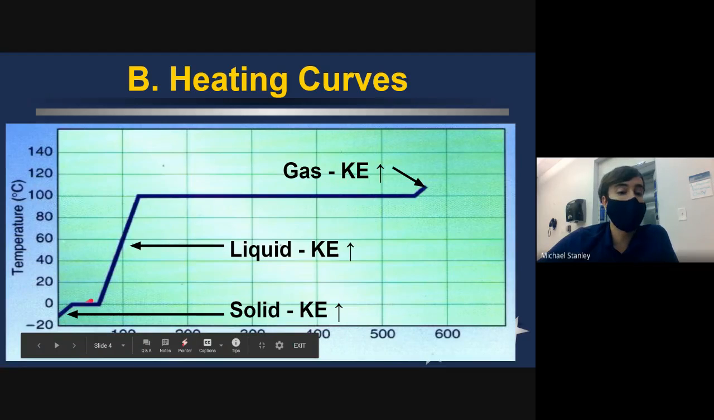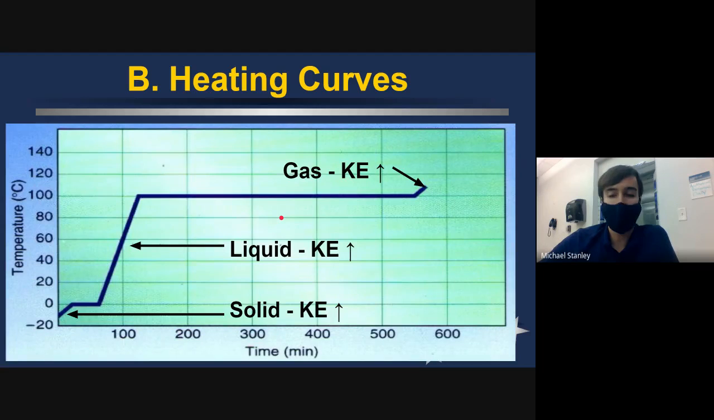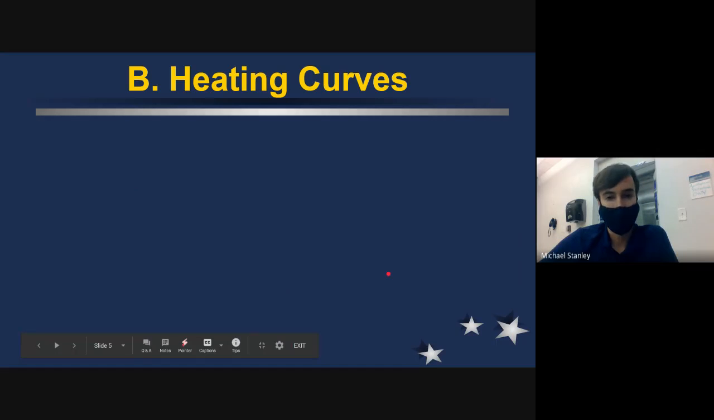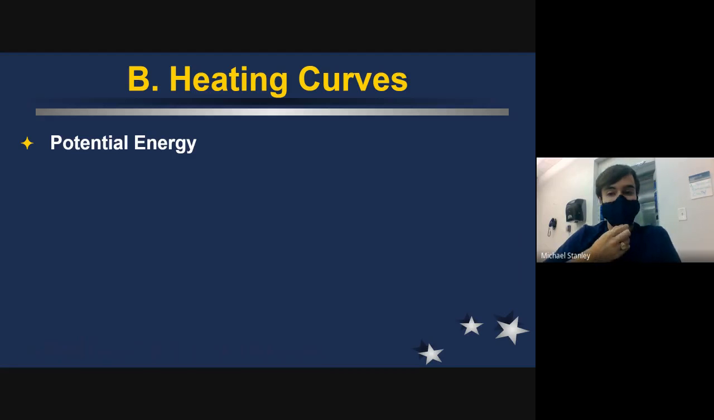So our lines are going up because we have a state of matter that is getting hotter. But what about these flat lines right here? If our ice block is on the stove, why isn't it just a straight line from being super cold to being super hot? So the reason for that has to do with an idea called potential energy. It's related to kinetic energy, but it is a little bit different.